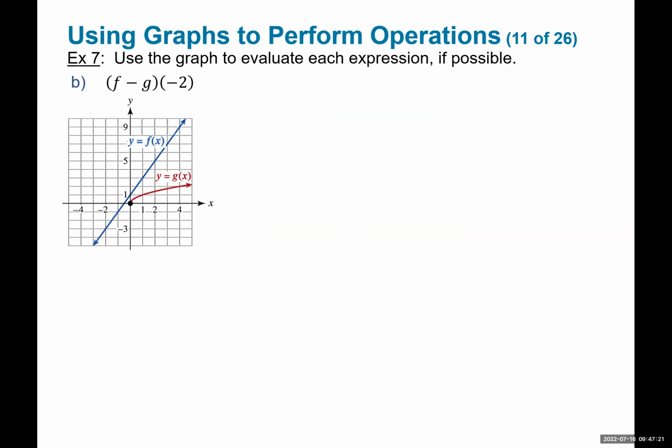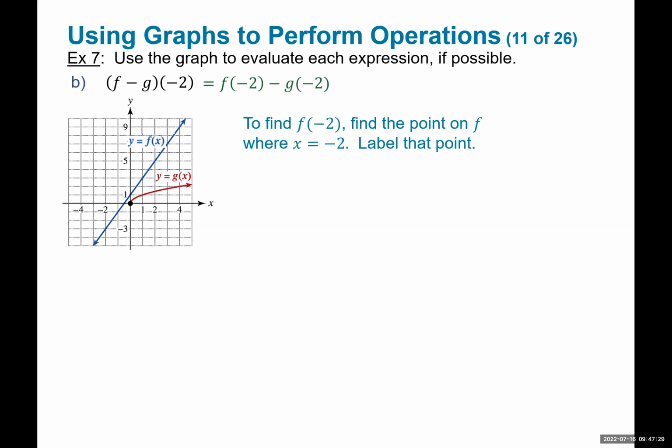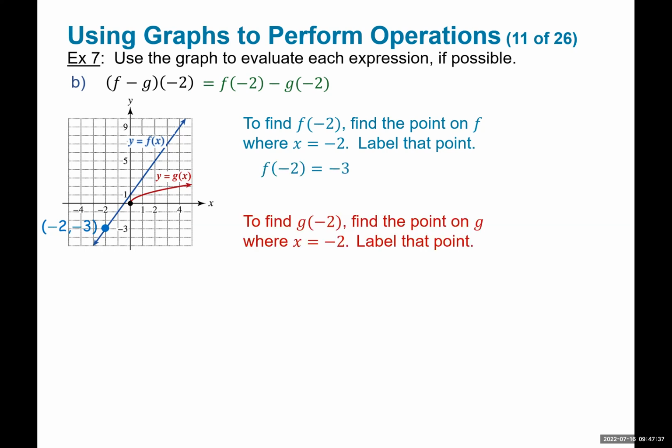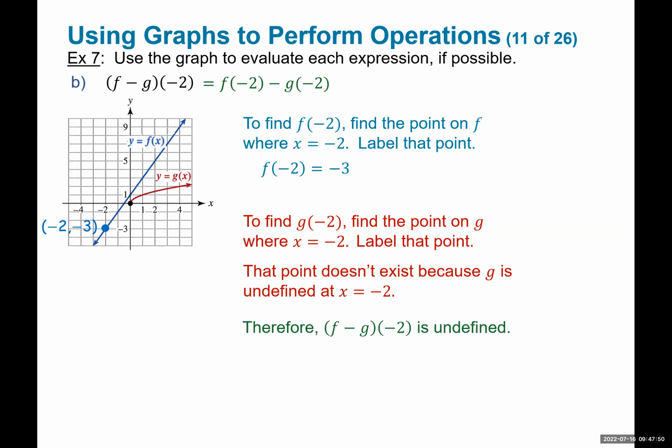B, f minus g of negative 2. So let's find f of negative 2 and g of negative 2. So let's label a point on the graph. f of negative 2 is down there at negative 3. g of negative 2, g doesn't even go backwards to negative 2. There's no red spot at negative 2, no red line or red function. So it doesn't exist. It's undefined. Therefore, you can't subtract something that doesn't exist. The answer is undefined.